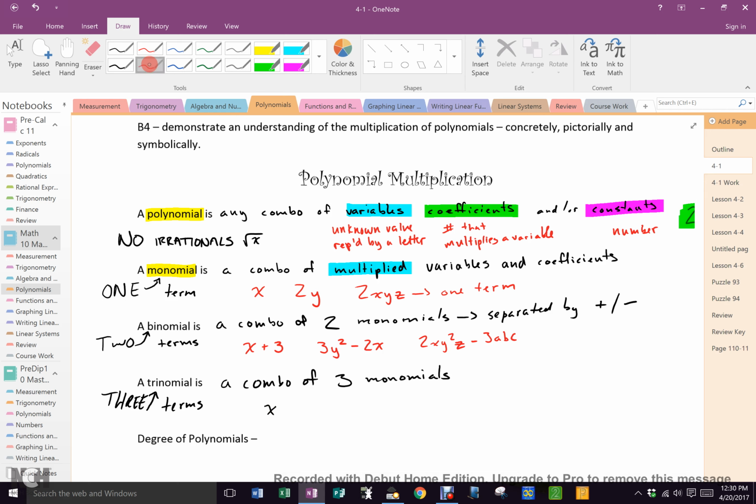x squared plus 2x minus 3. xyz plus abc plus def. All that is still a trinomial. Everybody good?